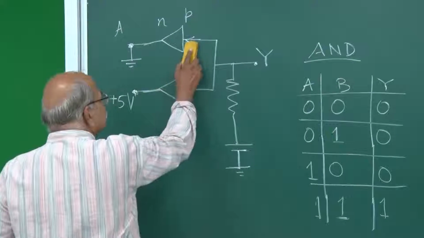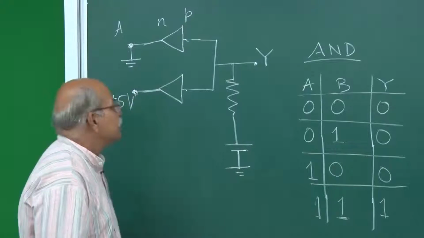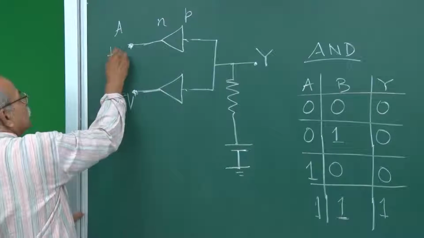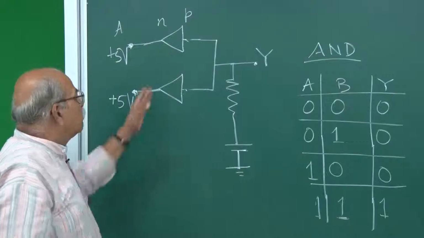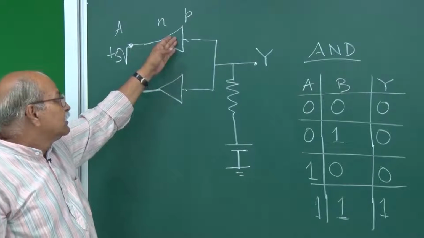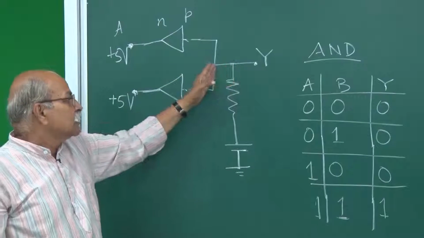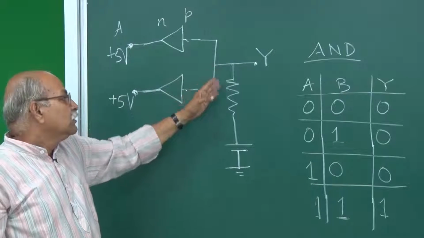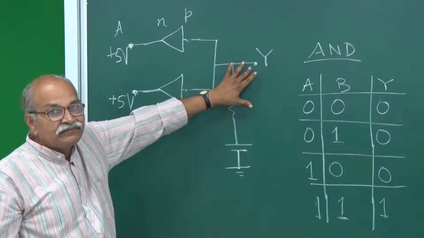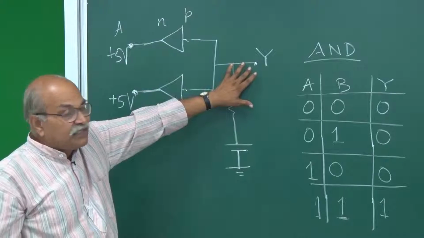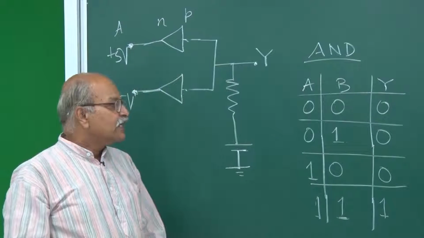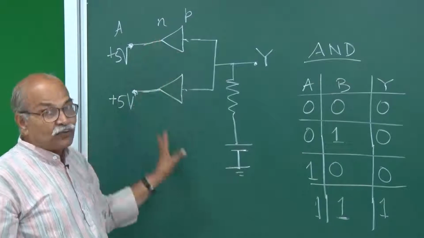What happens if A is 1 and B is 1? So I am giving 5 volt to A and 5 volt to B. Now both the diodes are reversed bias, no current going from here, no current going from here, and therefore no current going from here, Kirchhoff's junction rule, no current going from here. So whatever is this voltage, that same will be this voltage, and therefore this will be high, and hence you have 1, 1 and 1. So this is how this AND can be implemented using these diodes.